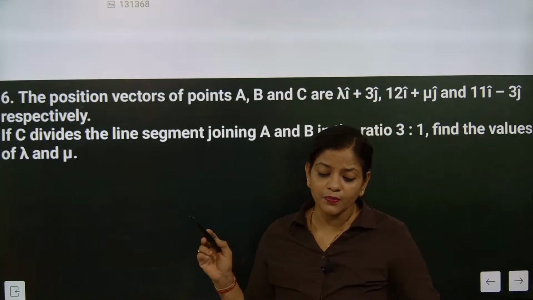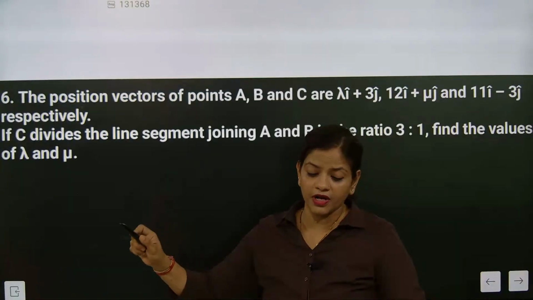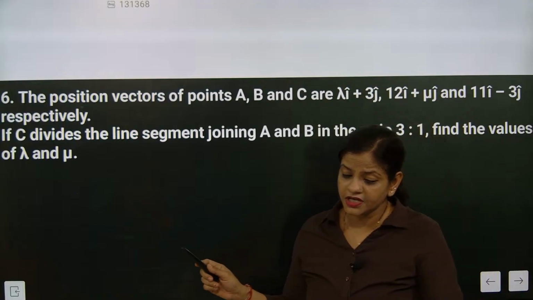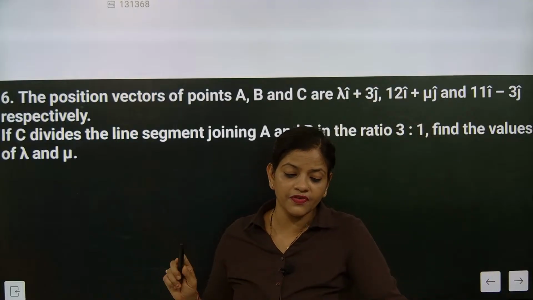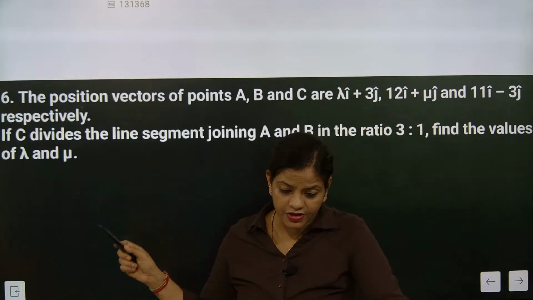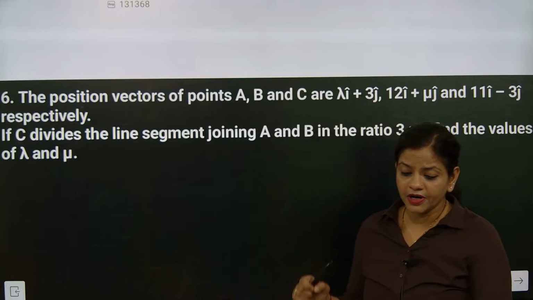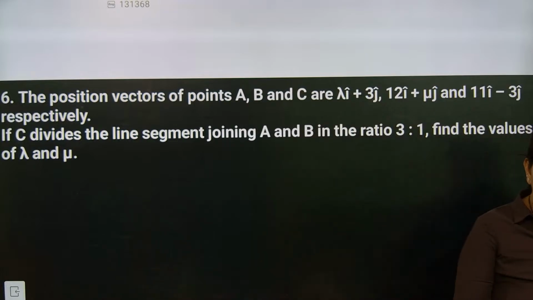They're telling that the position vectors of points A, B and C are given, with lambda i plus 3 j. These are the position vectors. C divides the line segment joining A and B in the ratio given. Find lambda and mu. Everybody please solve these questions.